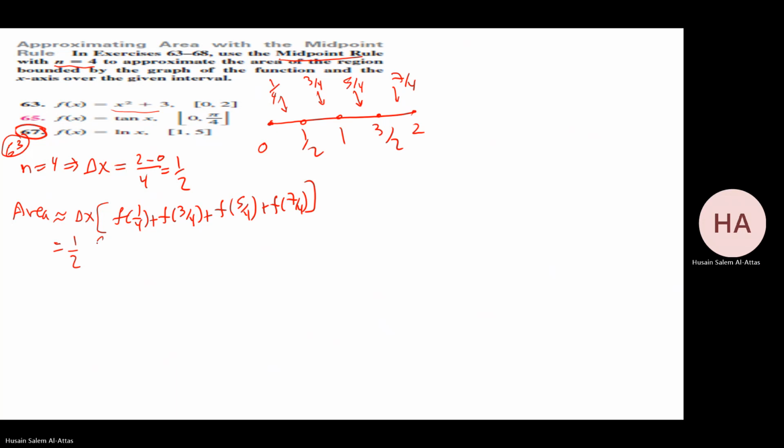Yeah, now substitute here. 1 over 16 plus 3 plus 9 over 16 plus 3 plus 25 over 16 plus 3 plus 49 over 16 plus 3. That give me what? Half. 3, 3, 3. That will be 12 plus 10, 25 plus 94 plus 49 is what? That will be 74, 84. 84 over 16.